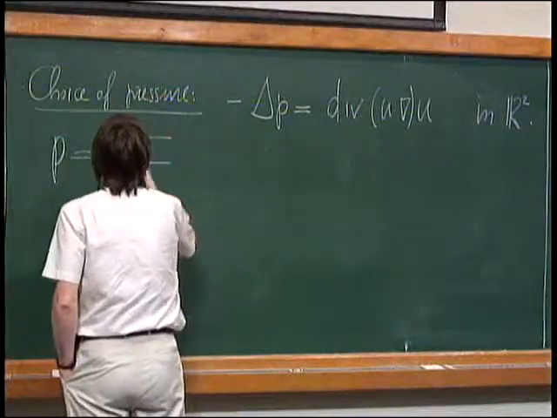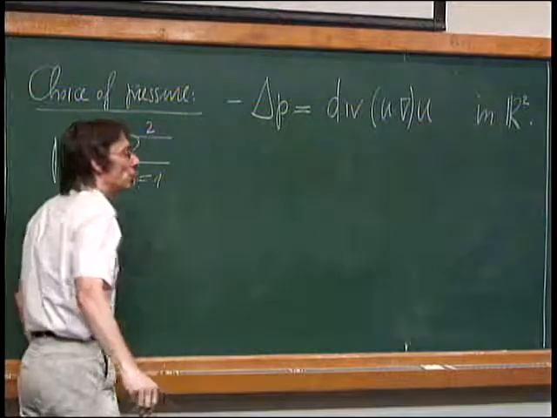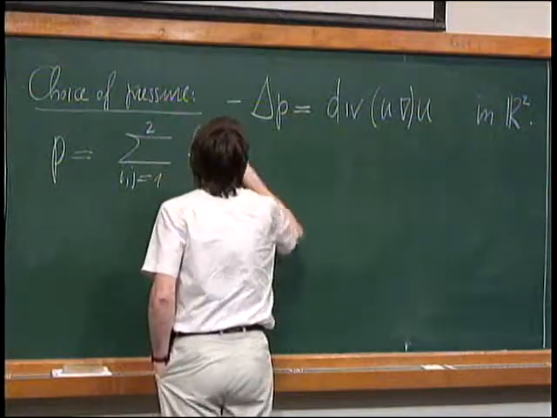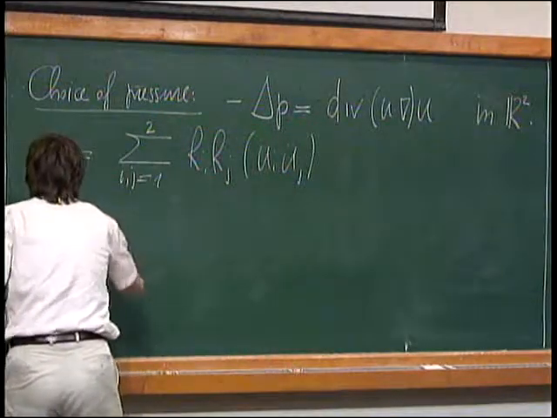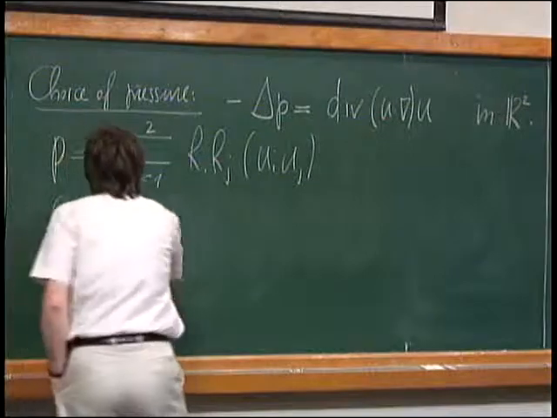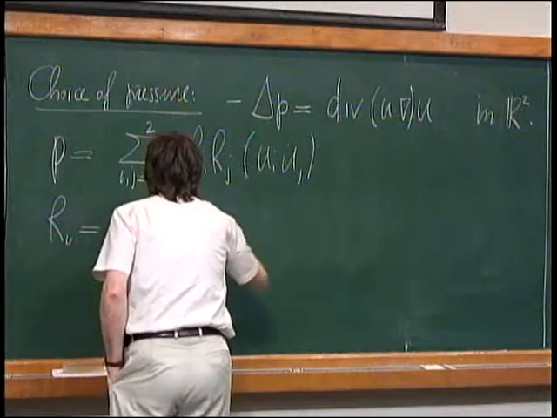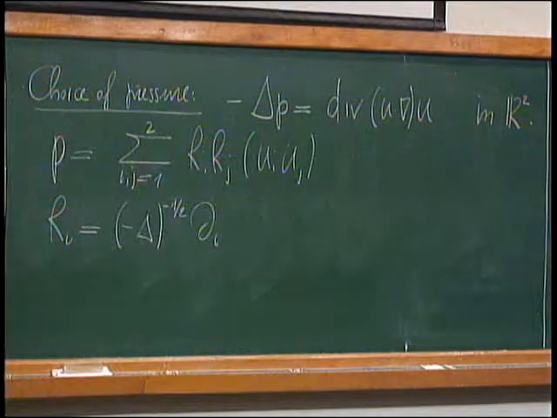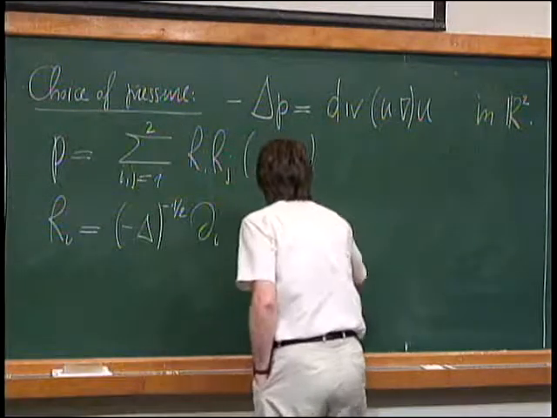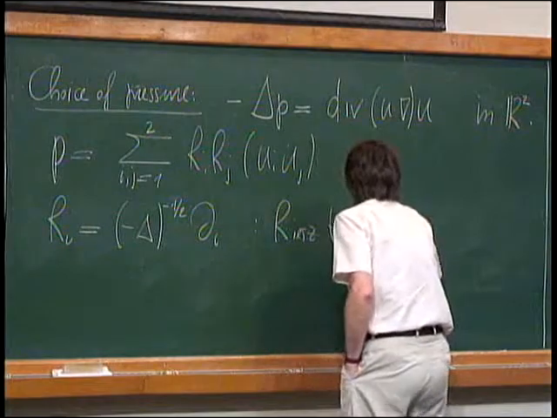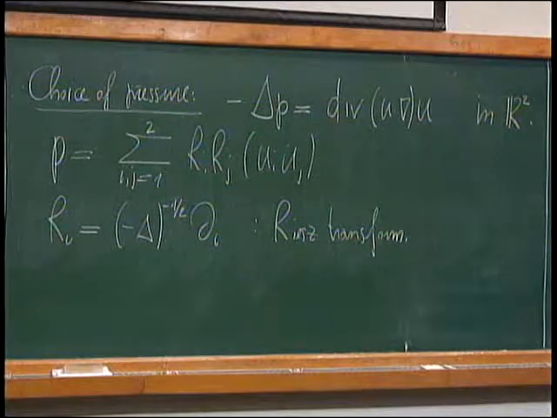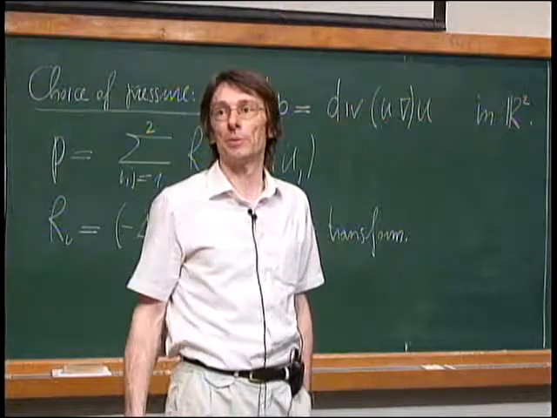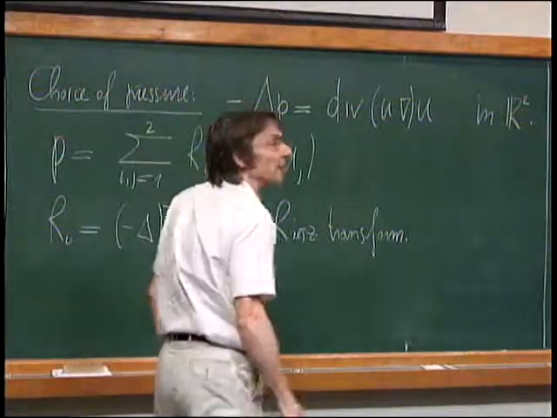So P is the sum for i, j running from 1 to 2 of Ri Rj acting on Ui Uj, where Ri is the Riesz transform. So it's minus Laplacian to the minus 1/2 times the derivative with respect to i. Okay? This is the Riesz transform. It's given in Fourier space by a multiplier which is homogeneous of degree 0, and therefore in the physical space, it's a singular integral operator to which you can apply Calderón and Zygmund's theory.